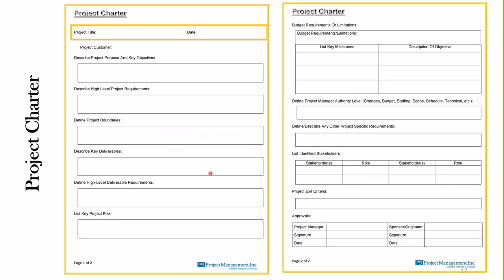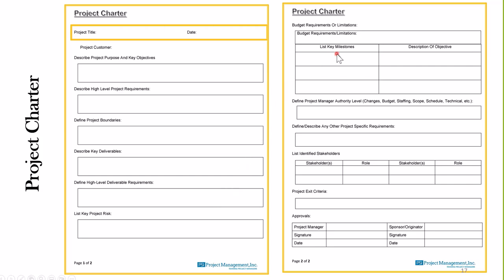Now here's what a project charter might look like. In this project charter, we're again describing the purpose and key objectives of the project, high-level project requirements, and the project boundaries, the limitations on that, right? We don't want a project that's going to build a whole community if we're only building one building, right? Describe the key deliverables, high-level requirements, perhaps some project risk.